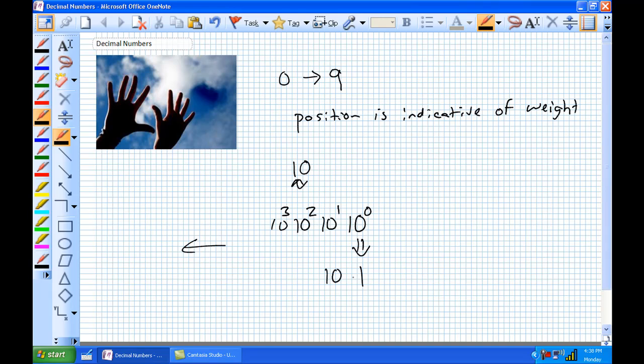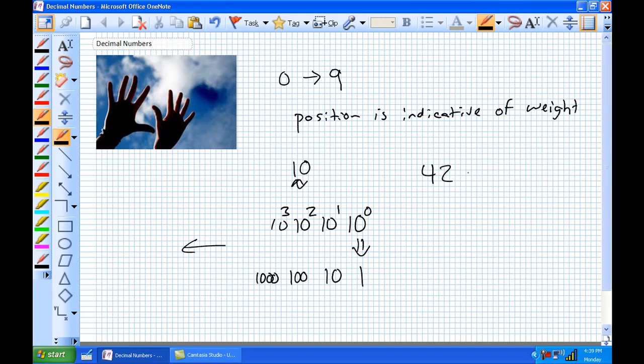10 to the 1 is a 10. 10 to the 2 is 100. 10 to the 3 is 1,000, and so on and so forth. Basically, in our decimal system, we're using powers of 10. And the whole number represented in a decimal is basically the digits multiplied by their weight in powers of 10. Let's just do an example.